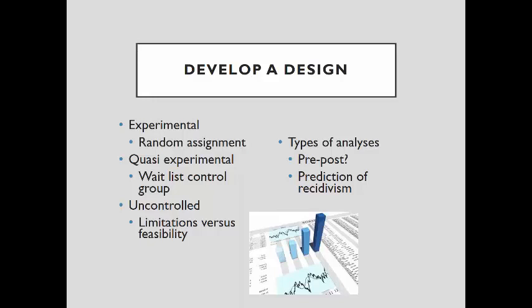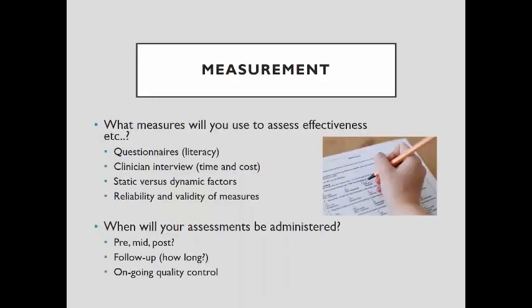But we always have to work within what's feasible, and in a correctional environment, there's not a lot feasible in terms of research design. Then we need to know the type of analyses that we're going to be using. Most generally, you guys are going to be using pre-post design, so you're looking at things before and after the intervention. We also want to see if we can predict recidivism by certain factors, and that can help us understand what's related to them. Measurement is so important.